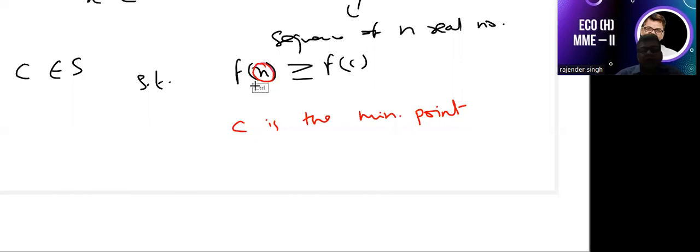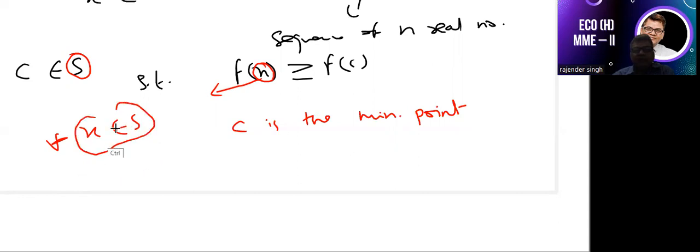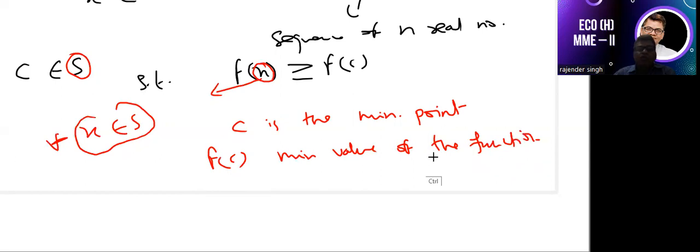Here, this x is true for all x belonging to set S, right? What does it mean? It means if there exists a number c, a member c belonging to set S, such that f of x is greater than or equal to f of c, and it is true for all x belonging to set S, then c is the minimum point, okay? And f of c is called the minimum value of the function, right, students? So this is all about the minimum point and the minimum value of the function.